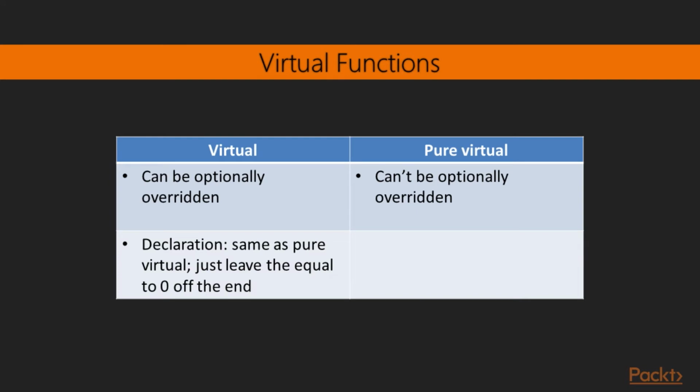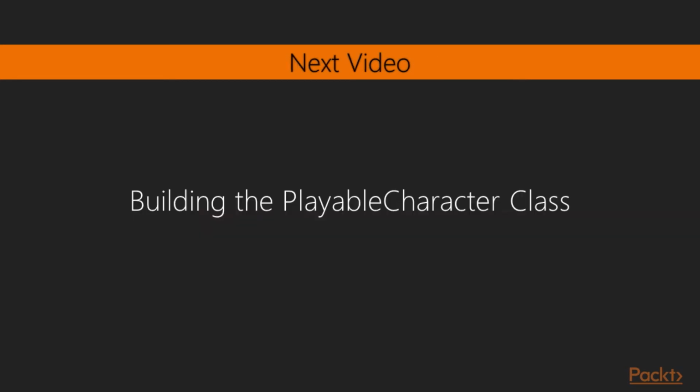By the way, virtual, as opposed to pure virtual, is a function that can be optionally overridden. You declare a virtual function the same way as a pure virtual function, but leave the equal to 0 off the end. In the current game project, we will use a pure virtual function. If any of this virtual, pure virtual, or abstract stuff is unclear, using it is probably the best way to understand it. In this video, we have learned about abstract classes, virtual and pure virtual functions. Awesome! Next up, we'll see the building the playable character class.